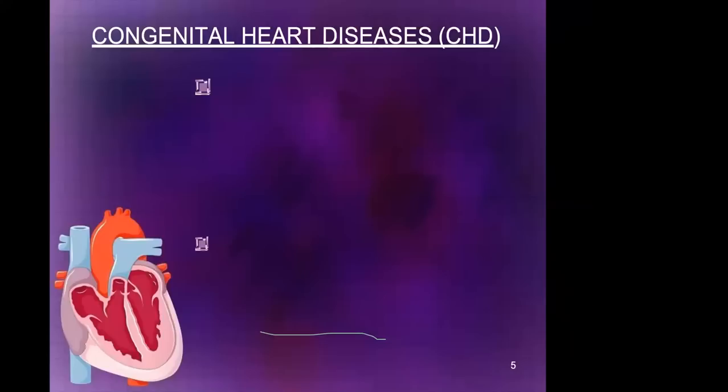Any example? You can use the chat box. Otherwise, to make the concept clearer, what happens in the blue baby, the cyanotic one? In the cyanotic one, there is either less or increased pulmonary blood flow. But of course, the baby will be cyanosed. So what are the examples for that?